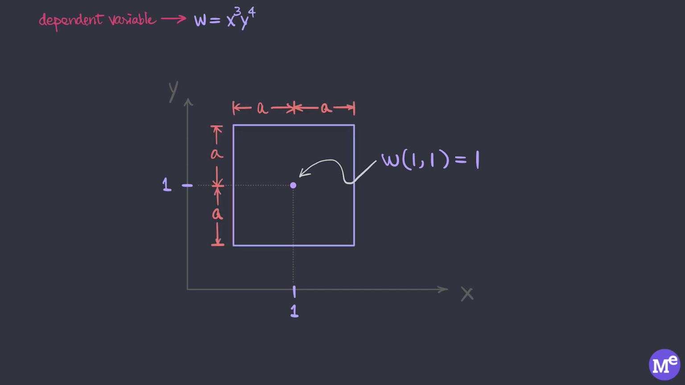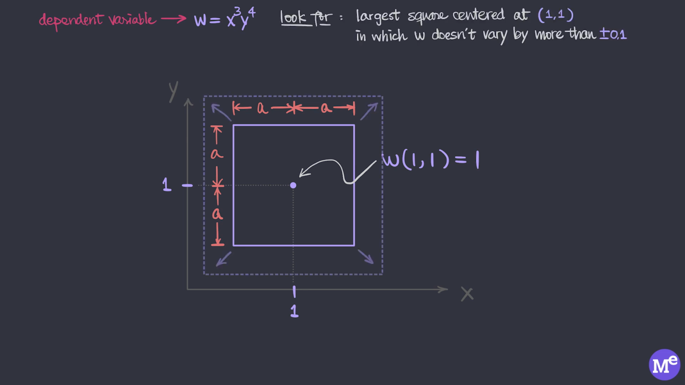Let's say we confine ourselves to a square centering at the point 1, 1. Then, we would like to know how far we can expand the square so that the change in w is at most 0.1 in magnitude. How do we find such largest square?